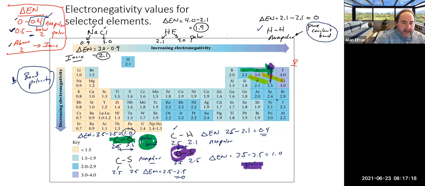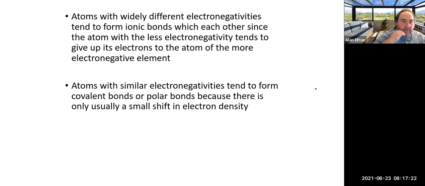So as we've been talking about, obviously atoms with really widely different electronegativities will typically lead to an ionic bond. And again, as soon as you see that metal, non-metal, it's a pretty safe ionic bond situation.